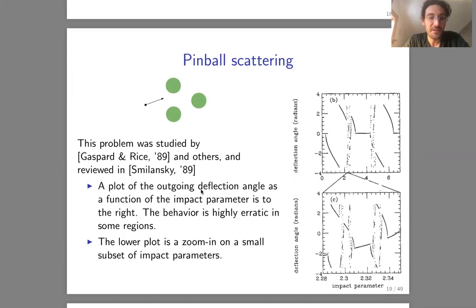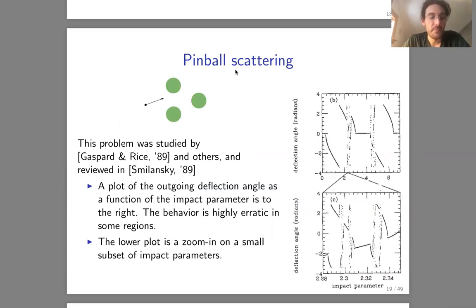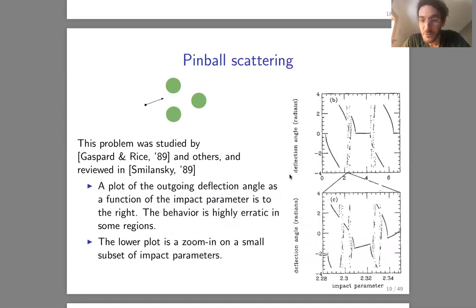So this problem was studied in the 80s. It was probably studied before then, but in the 80s it was really studied in the context of quantum chaos by Gaspard and Rice and others. And it's reviewed very nicely by Smilansky in his Les Houches lectures. So all you need to see is the plot. Smilansky has a plot of the outgoing angle as a function of the impact parameter. Here's the impact parameter, and here's the deflection angle, and you just do it with various points.